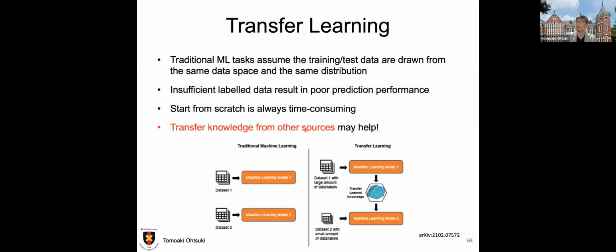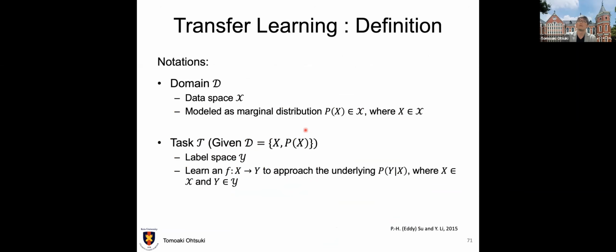Let's see how it works. Just a definition, I'll introduce it briefly. The notation: the domain D is a data space with a marginal distribution P of X, and the task T has a label space Y, and we try to learn a mapping function from X to Y, to approximate the underlying conditional probability P of Y given X. This is the general definition of domain and task.